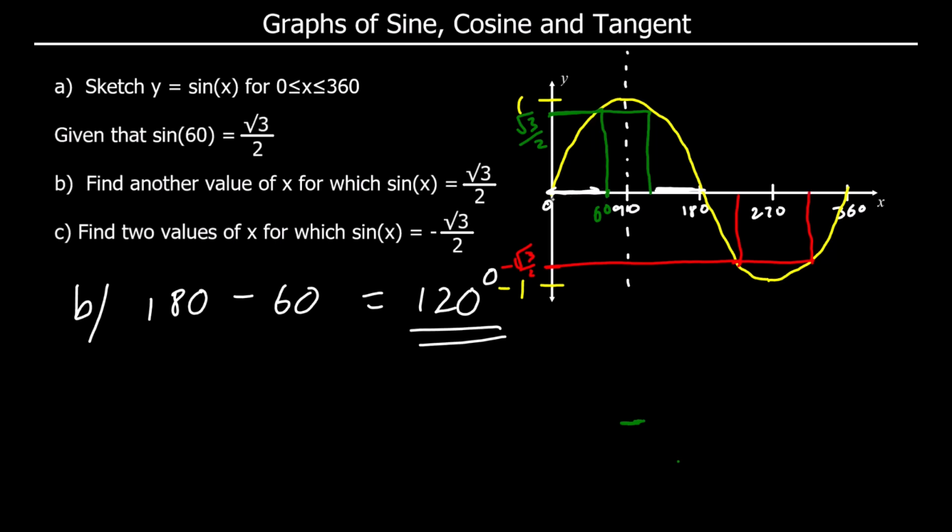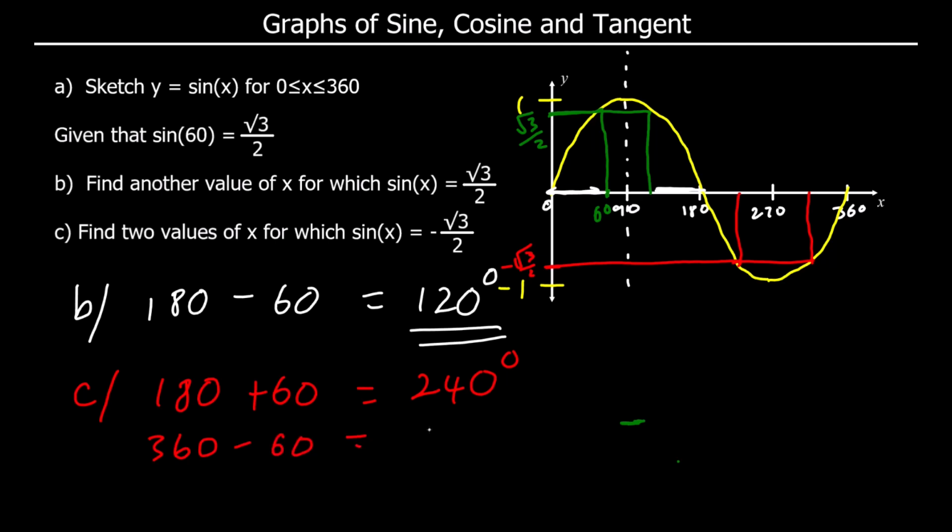So we were 60 away from the 0. So 60 away here. So 180 plus 60 is 240 degrees. And 360 take away 60 is 300 degrees. So it will be negative root 3 over 2 at 240 and 300.